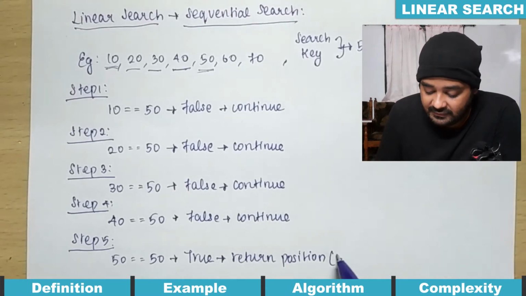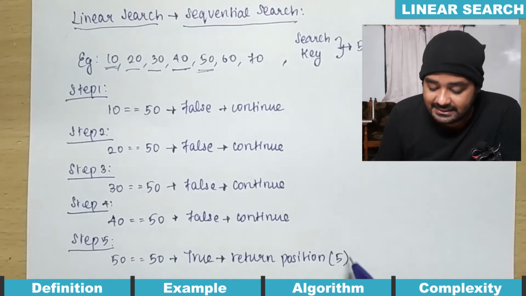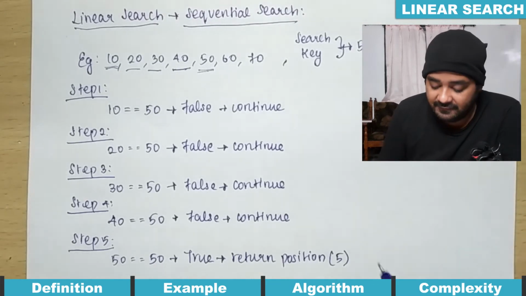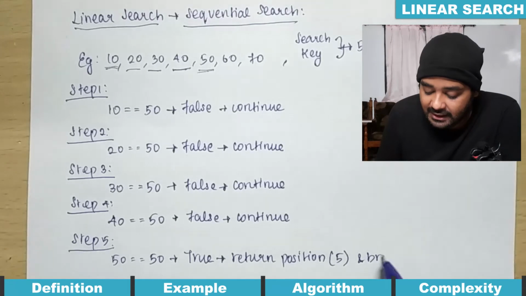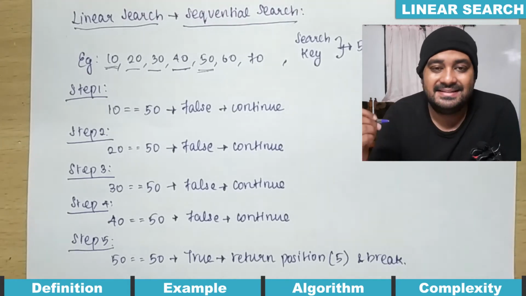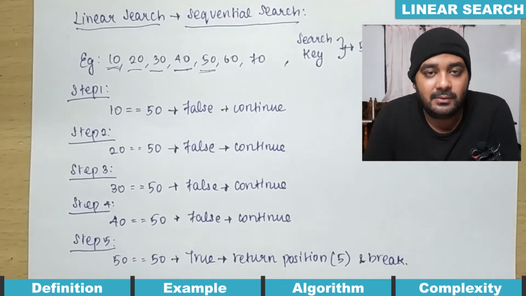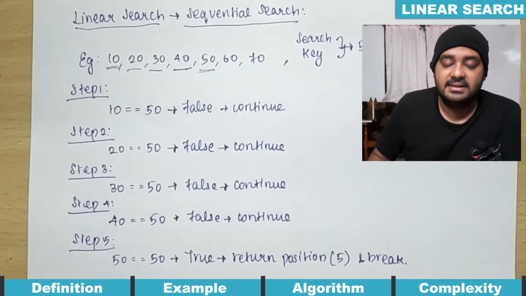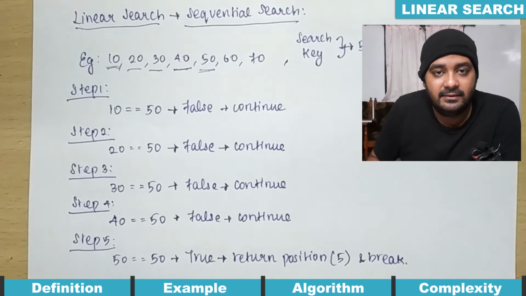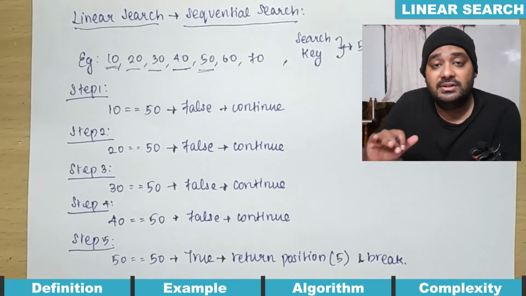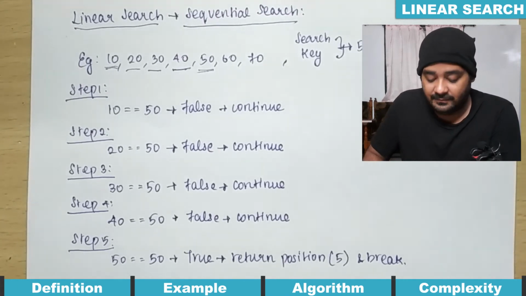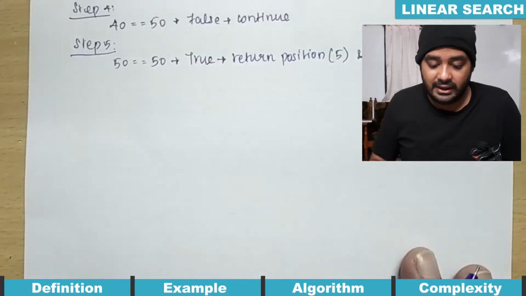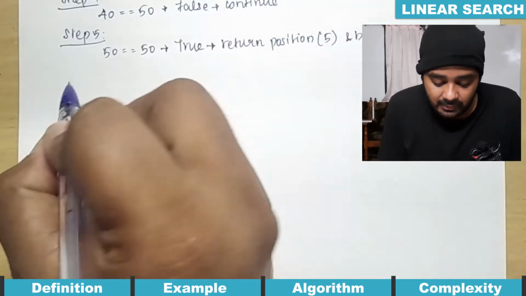So what is the position? 5 is the position. I'll just return the position of it, which is nothing but 5, and I'll just break out of it. So here the condition is that once the element has been found, there is no need for you to continue with your searching. Okay, so once the element has been found, you just break out of the loop. That's enough.